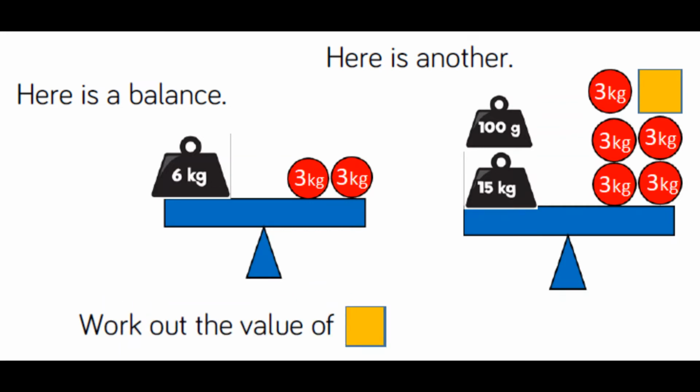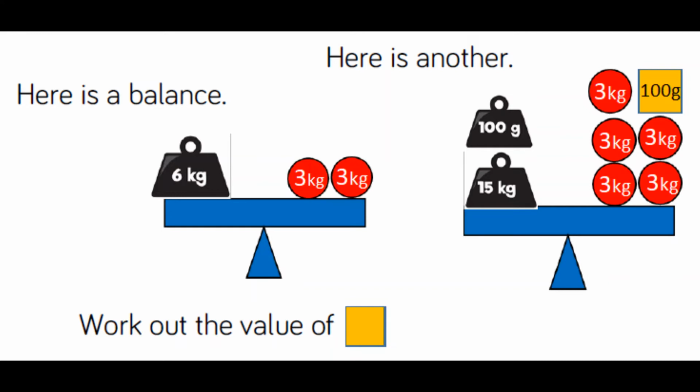The total of that will be 5 lots of 3, which is 15 kilograms. So we've got 15 kilograms worth of red circles. And on the left with the black weights, we've got 15 kilograms and a 100 kilogram weight. So what must the yellow circle weigh? Sorry, the yellow square weigh? Have a think. Pause the video if you want to have longer. The answer is 100 kilograms.